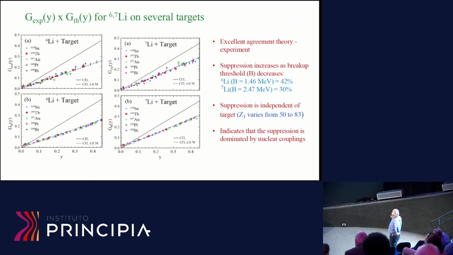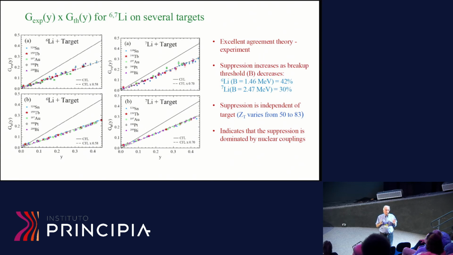Another very interesting consequence is that we are showing results for targets with atomic number ranging over a wide interval. We go from 50 to 83. So there is a very large variation of the atomic number. So what this suggests is that the suppression effect does not depend on the target.